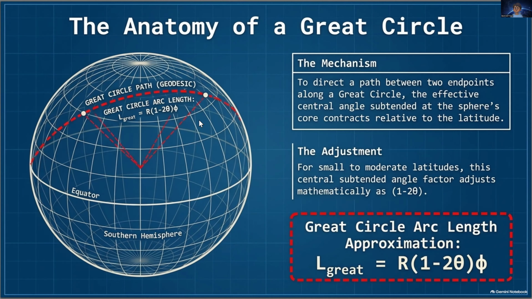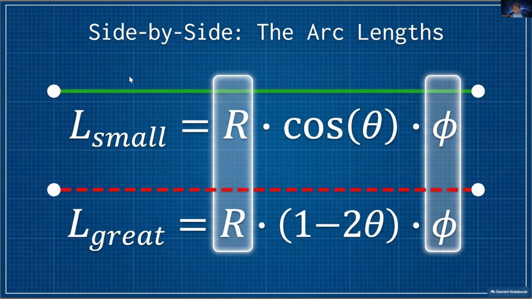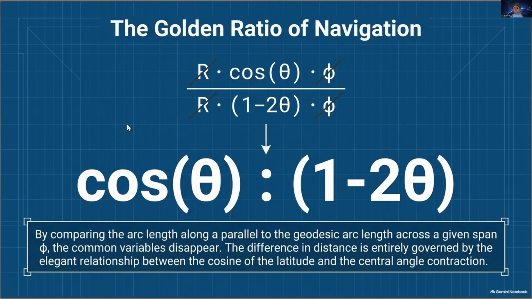So now we can compare the small circle to the great circle. Here, side by side, are the arc lengths, small circle to great circle, and we can see the radius and pi are the same. So the small circle to great circle is cosine theta to 1 minus 2 theta over pi. This is the ratio of small circle to great circle. Very interesting. The golden ratio of navigation: cosine theta versus 1 minus 2 theta over pi.